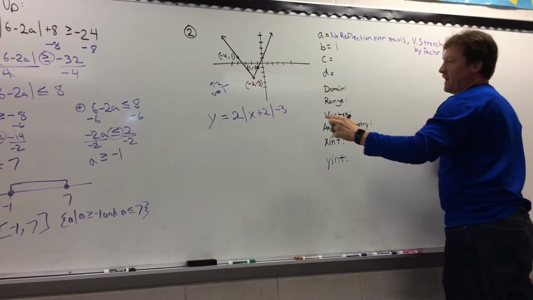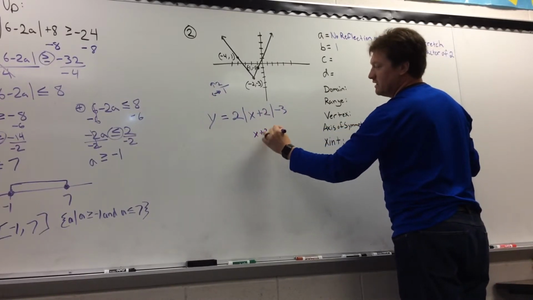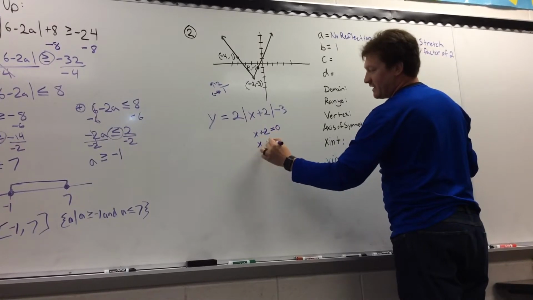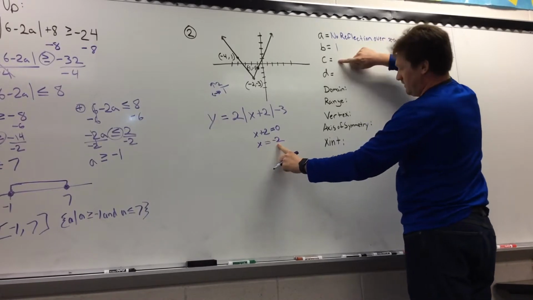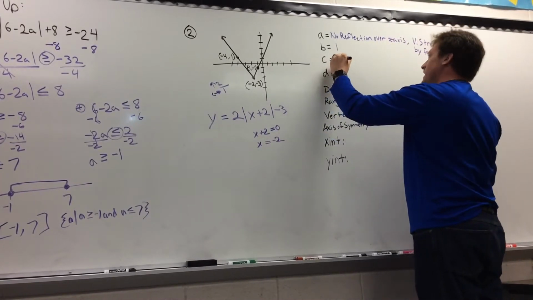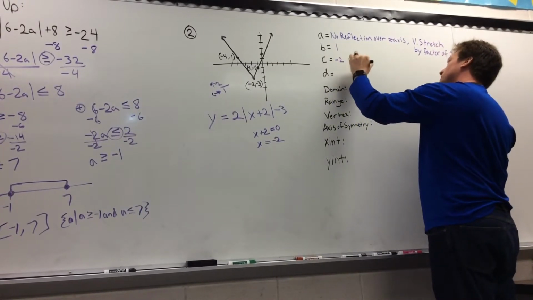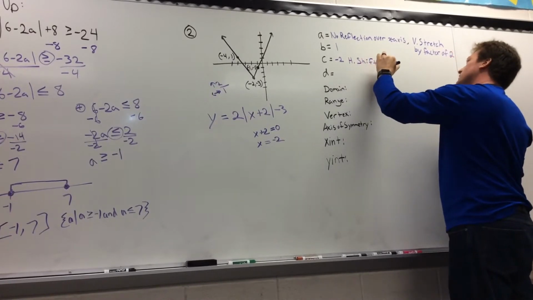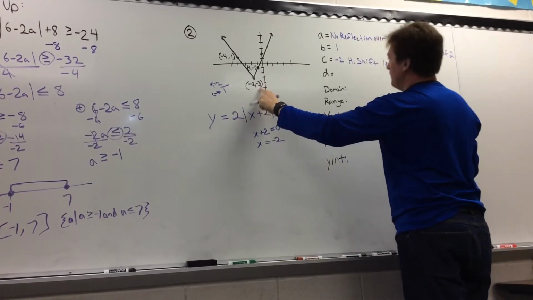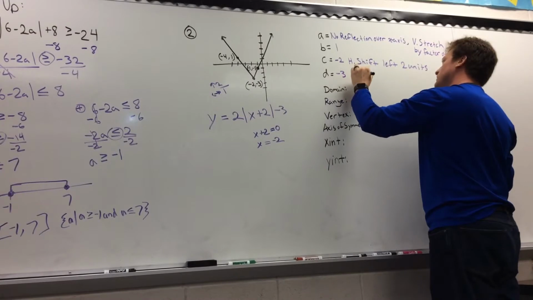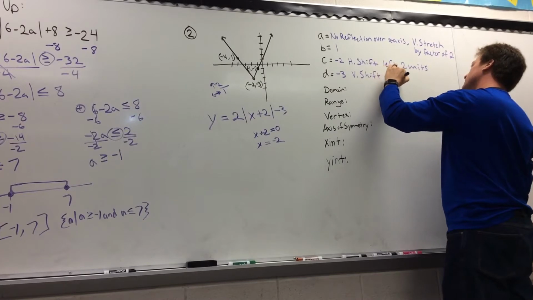B value is going to stay as 1 because we can make our representation on A just by looking at the graph. Your C value, well, if I don't know that it's the opposite, then I'm going to take x plus 2, set it equal to 0, and solve it. X equals negative 2. Well, that's going to give me my axis of symmetry as well as the C value. So if my C value is negative 2, that means that I'm moving left 2 units. So that's a horizontal shift left 2 units. My D value is negative 3. That means a vertical shift down 3 units.